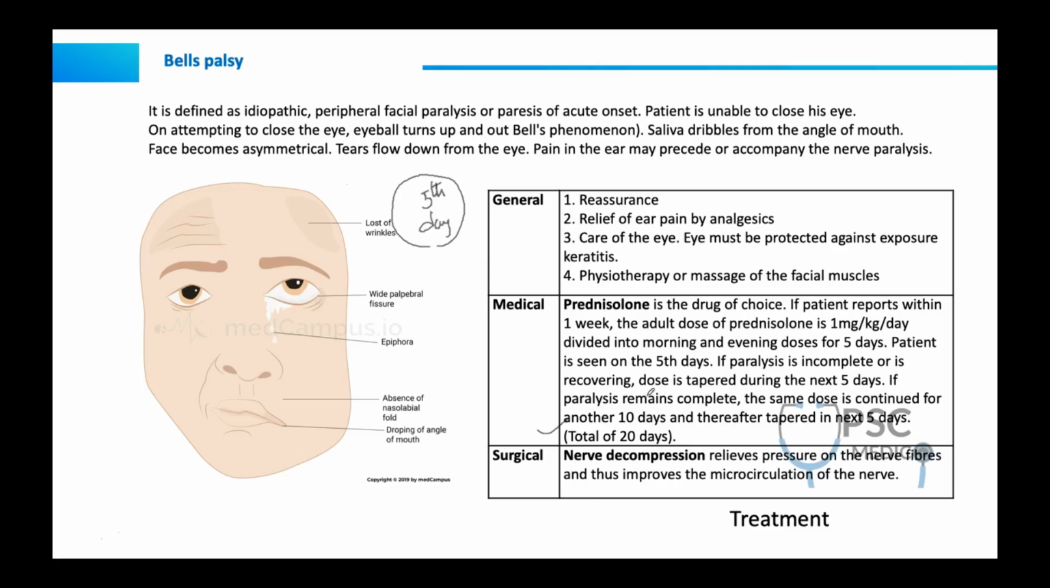the prednisolone therapy. And there are surgical treatments also, because one school of thought is that Bell's palsy is because of compression of the nerve, which compromises the microcirculation of the facial nerve. If you do nerve decompression in the areas where there is pressure on the facial nerve, that might produce some improvement in the symptoms. So this is Bell's palsy.